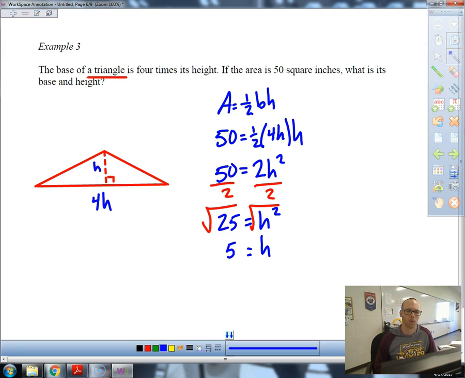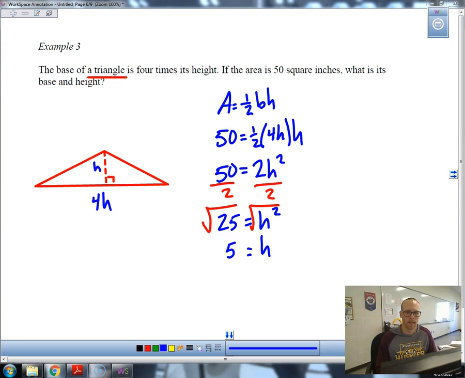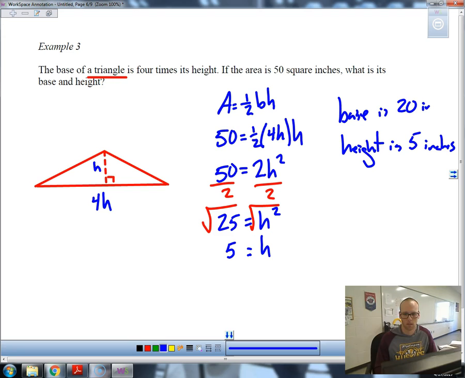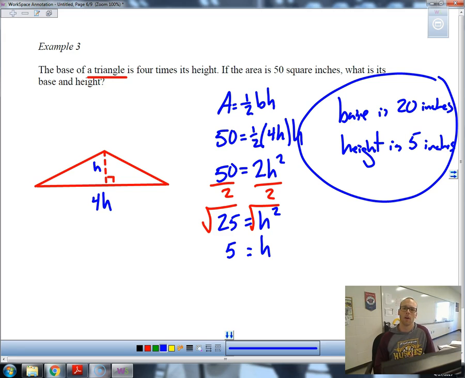So let's make sure we're thorough when we answer our question. What is the base and the height? Okay. Well, the height is 5 what? If the area is 50 square inches, the height is 5 inches. Okay. The base is 4 times the height. The base is 20 inches. Make sure that you guys are being careful with your units. I'm going to demand that you guys are labeling all of your answers with the appropriate units. The area was in square inches. The base and the height are inches, their lengths.